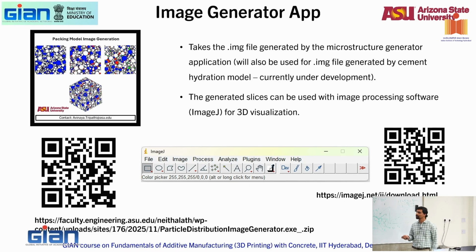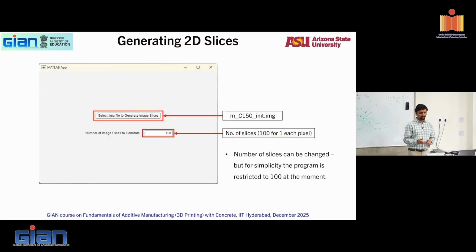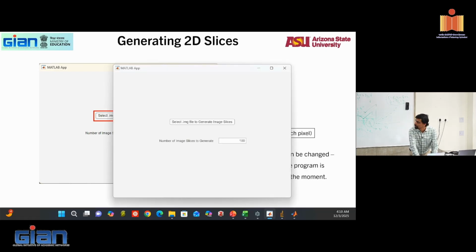So what this software does is basically take the file and generate the image slices. It does nothing else. You already have the file, you can select it, and it will generate the images. Because it's set to be a 100 by 100 system, we have 100 slices defined right now.